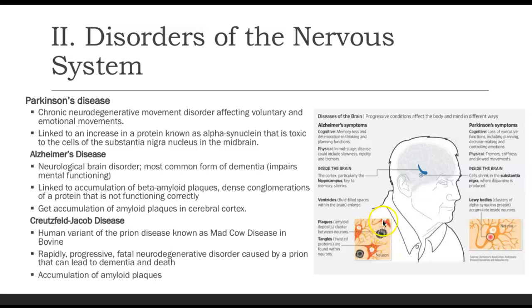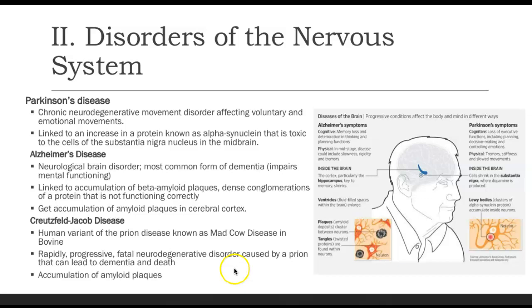And then this is showing us some of those beta amyloid plaques that develop. And those plaques are not going to allow these neurons to communicate with one another, which also is going to lead to impaired mental functioning. So the last disease we'll discuss is the Creutzfeldt-Jakob or Jacob disease, however you want to pronounce it. This is the human variant of the prion disease that is known as mad cow disease in bovine.